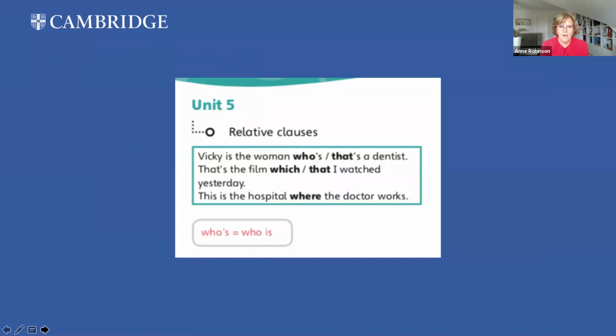So this again comes from Fun Skills, and you can see that we've got these grammar boxes. We're really making the rules quite explicit for children, because they need to know why you can't say "the hospital that the doctor works." You can say "where the doctor works," but you'd have to say "that the doctor works in." We wouldn't be able just to use one word there.